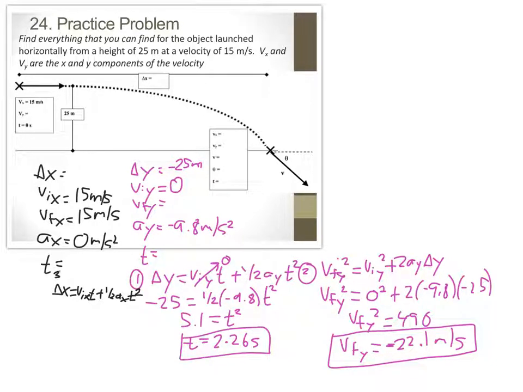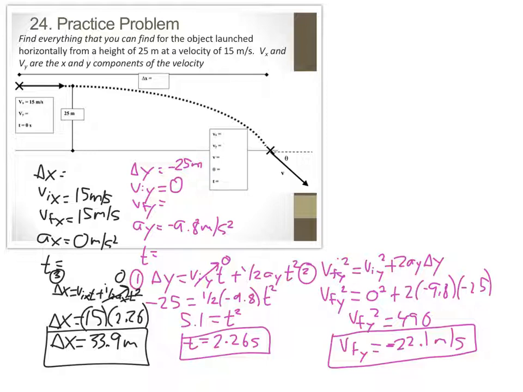Moving back over to the x side, I'm going to go ahead and find my horizontal displacement now that I know my time. So I'm going to use my delta x equation. The acceleration term goes away because I have 0 acceleration, and so what I'm left with is delta x is simply equal to my initial velocity, which is 15, times my time, which is the 2.26, and so I get a horizontal displacement here of 33.9 meters.